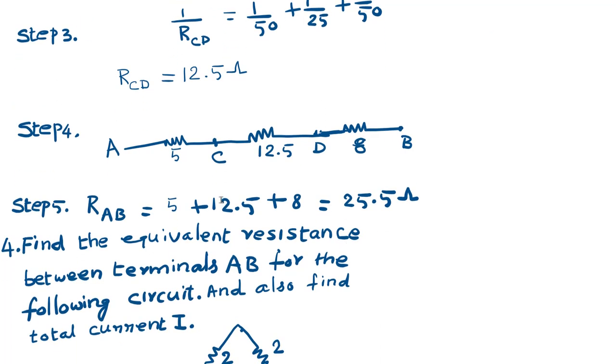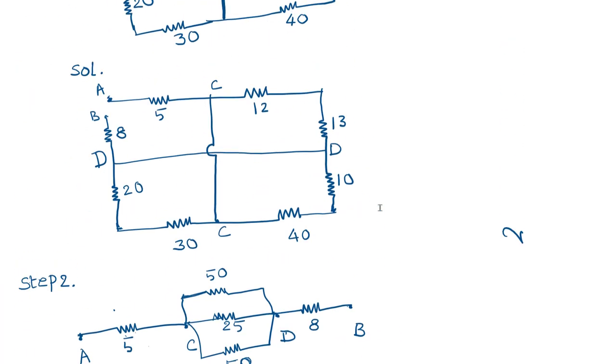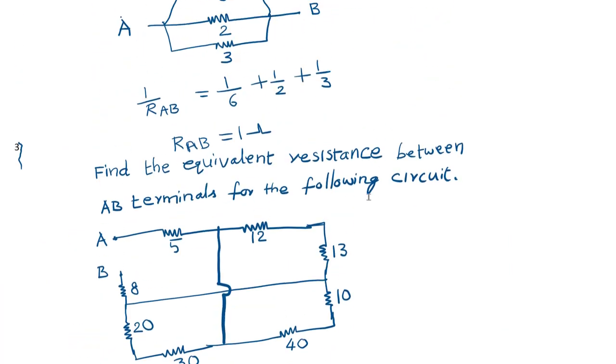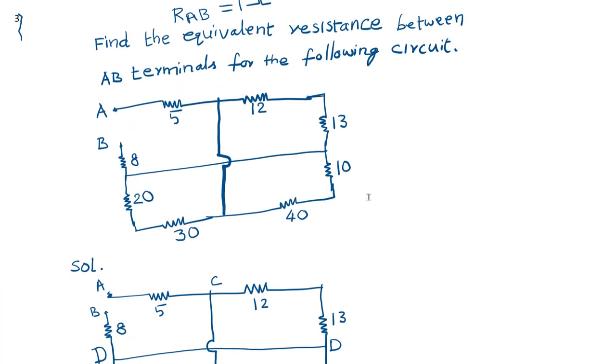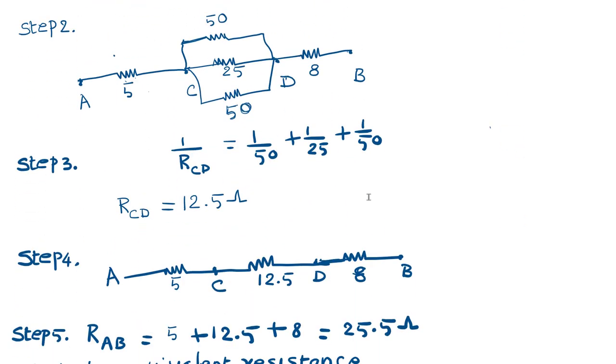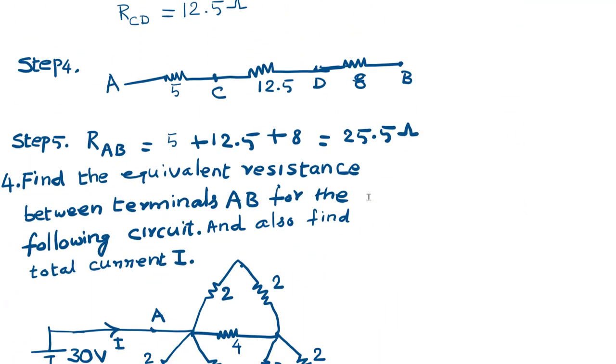What we want is RAB. That is, RAB is equal to 5 plus 12.5 plus 8. That is 25.5 ohms, the resultant resistance for this circuit. So next, another problem.